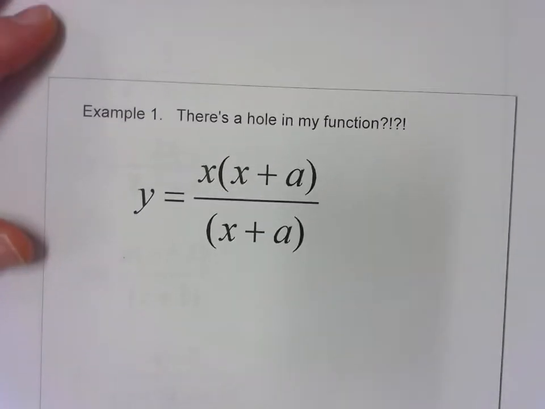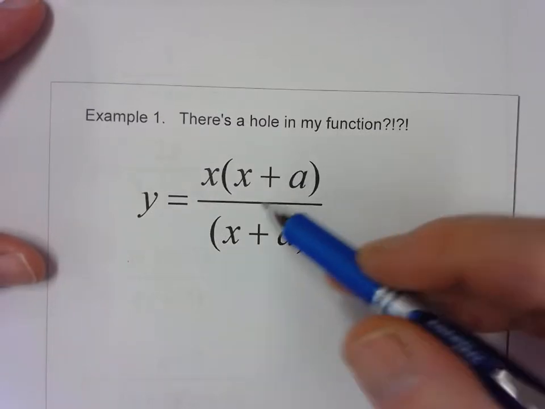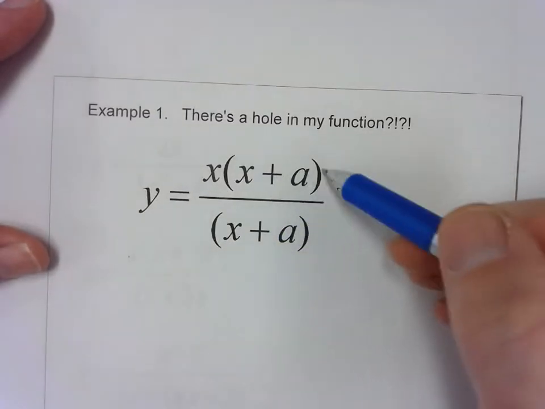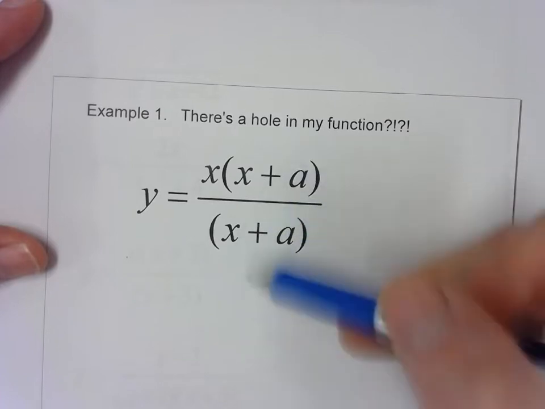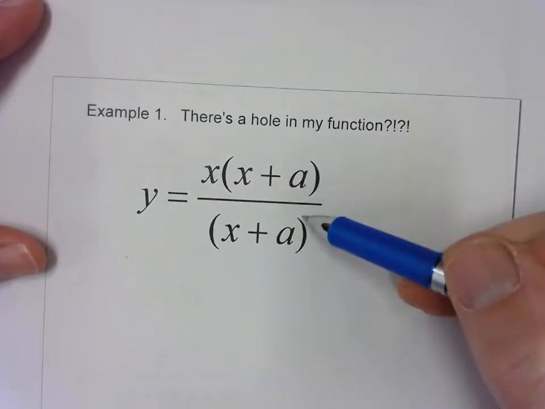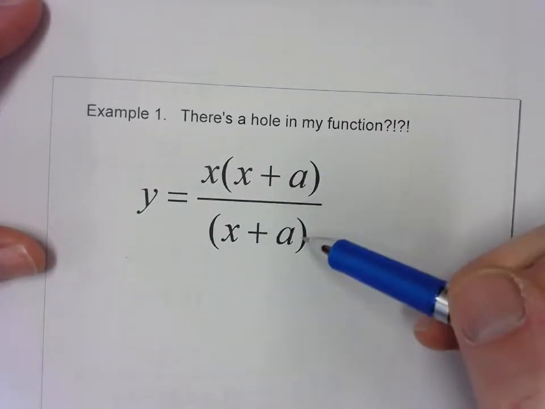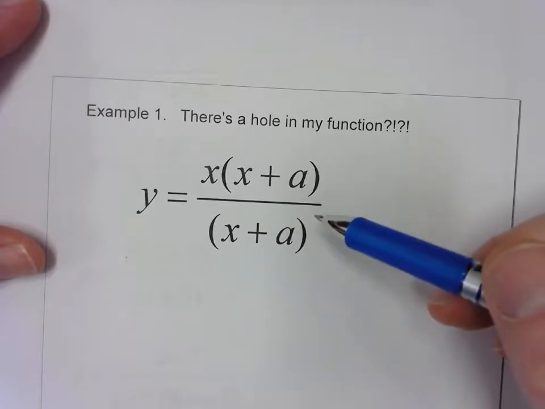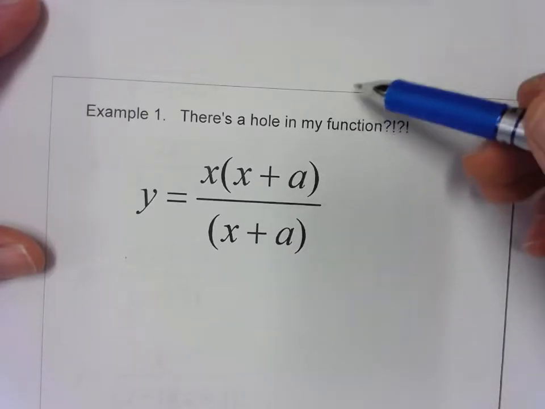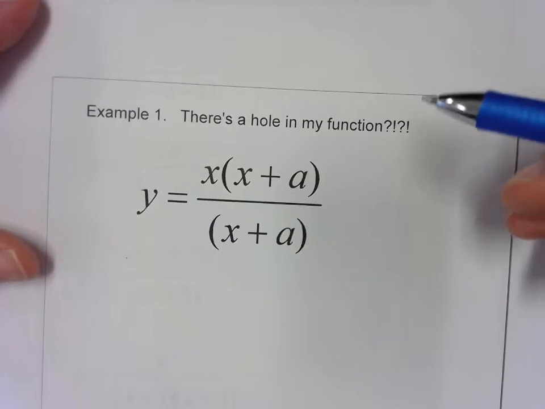So example 1, there's a hole in my function. Basically, anytime you have the same thing divided by the same thing, it creates a 1, but you have to include that in the original function so it can create holes in the function instead of being a vertical asymptote.